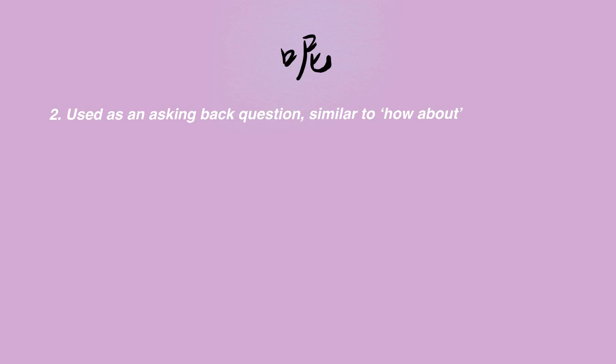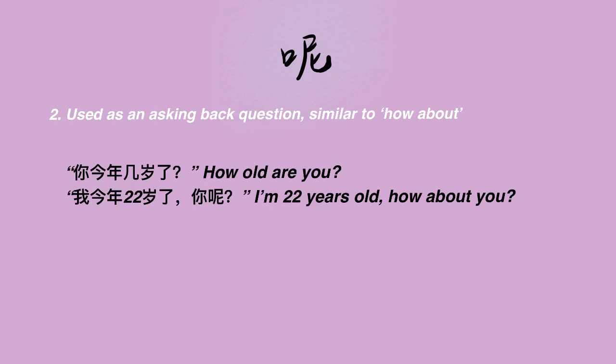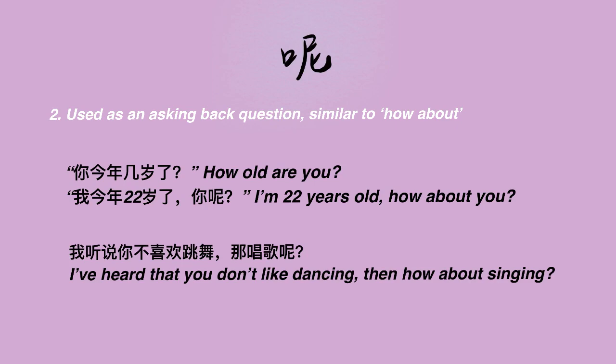For example, if somebody asks me how old I am, 你今年几岁了? I can answer, 我今年22岁了，你呢? I'm 22 years old, how about you? 我听说你不喜欢跳舞，那唱歌呢? I've heard that you don't like dancing, then what about singing?